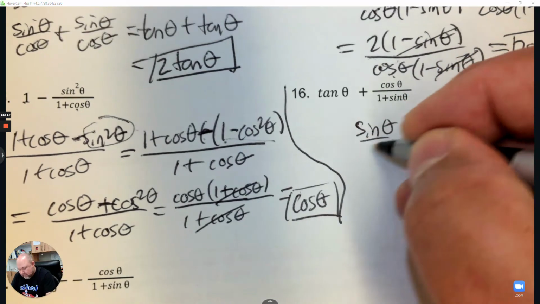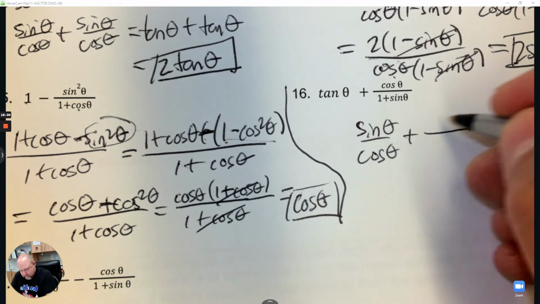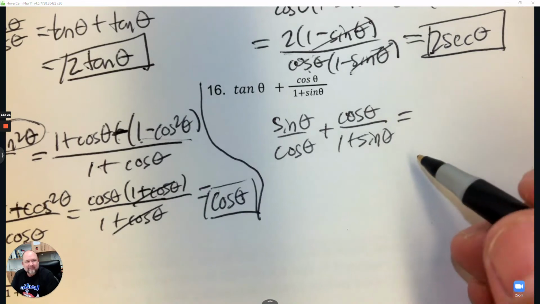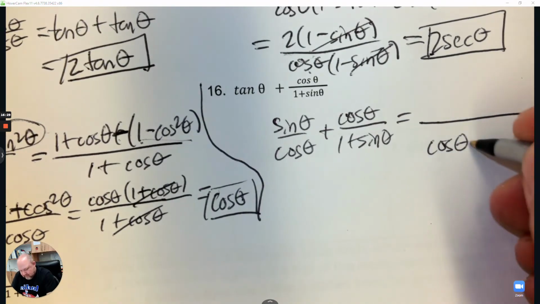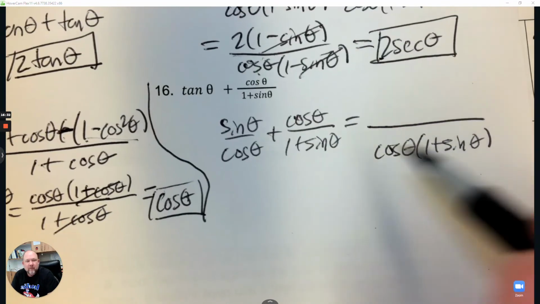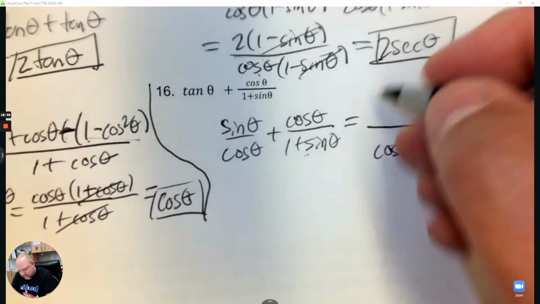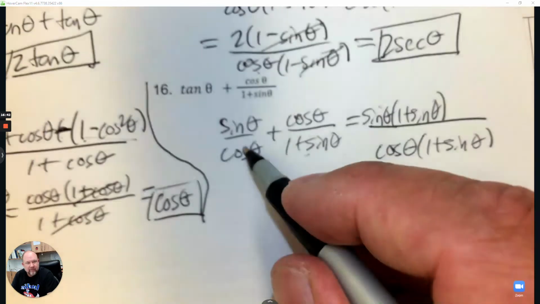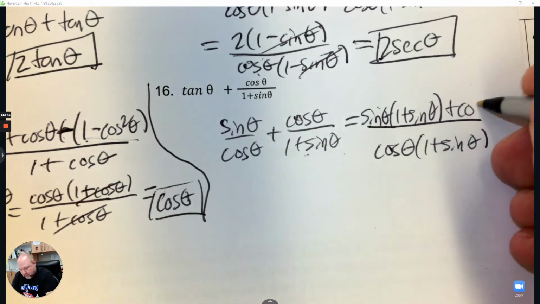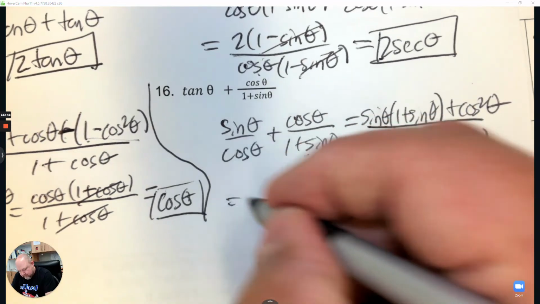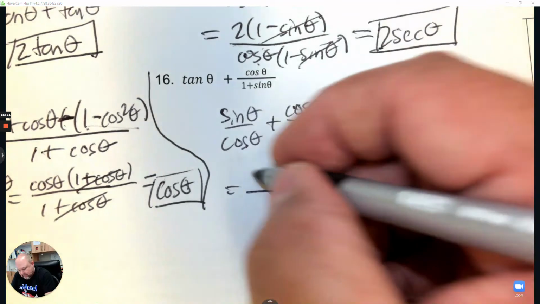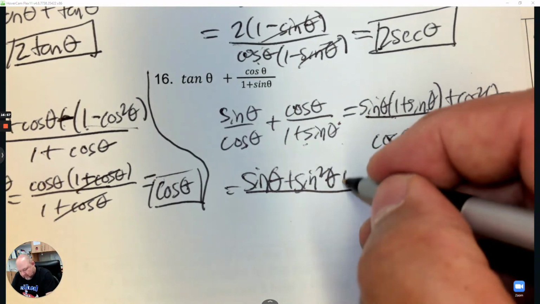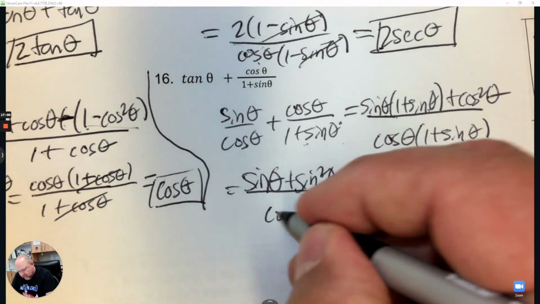Tangent is sine over cosine. To get common denominators, there we go. We're going to multiply by 1 plus sine theta. And we're going to multiply by cosine. So if I multiply by cosine, that becomes cosine squared. So sine theta times 1, sine theta times sine theta. And do you see what we're going to do next? Once you see the numerator, hopefully you see it.